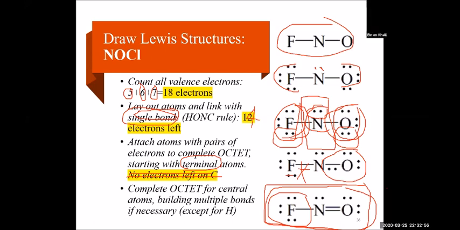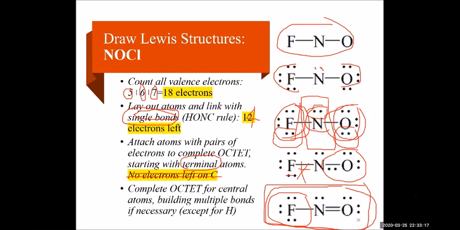So does it have a single bond or a double bond now? The whole molecule. The whole molecule, you can see there's one single bond between fluorine and nitrogen, and there's a double bond between nitrogen and oxygen.